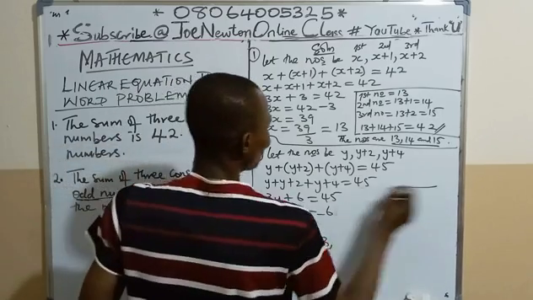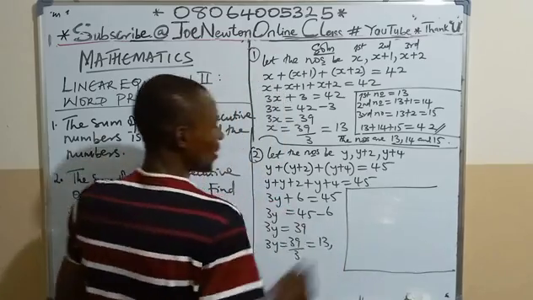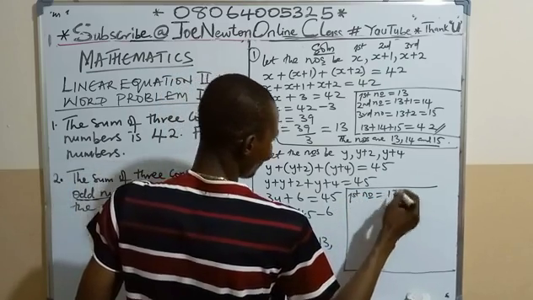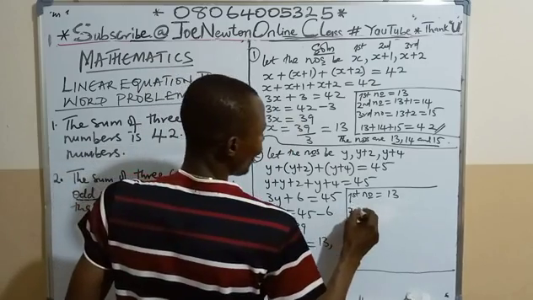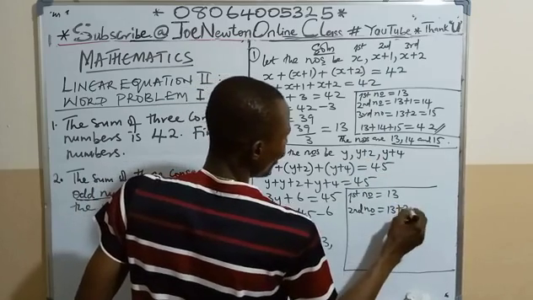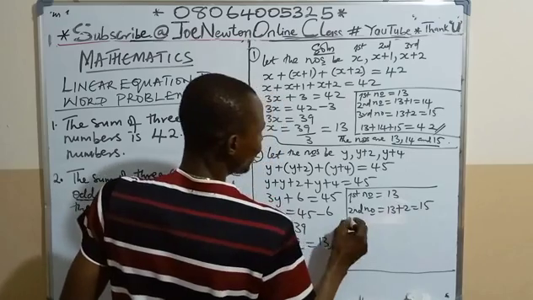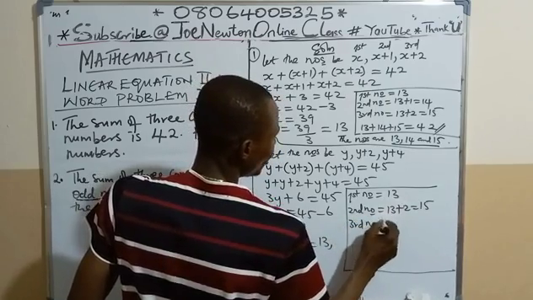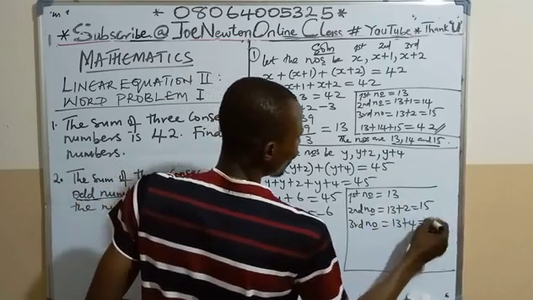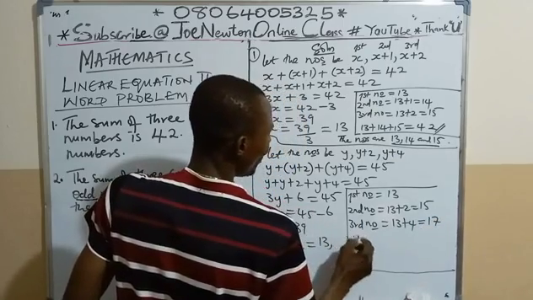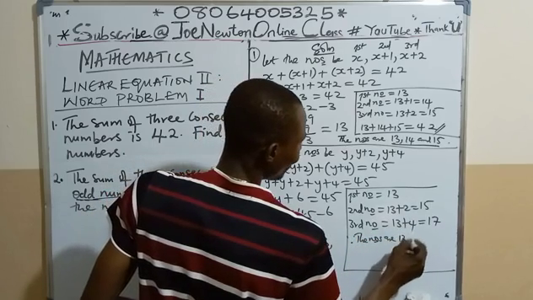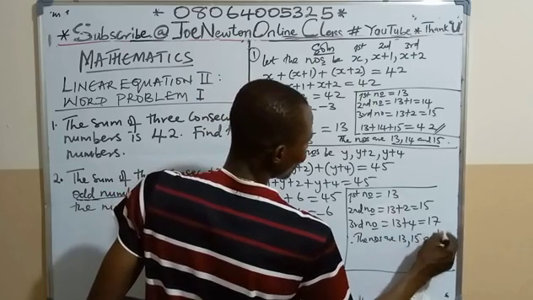But now see where the difference lies. Now, we find that the first number here equals 13. Then the second number should be 13 plus 2, that will be 15. Then the third number should be 13 plus 4, according to our sequence here, which is what? 17. Therefore, the numbers are 13, 15, and 17.